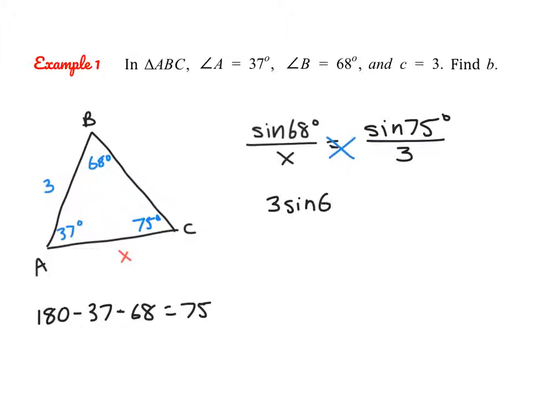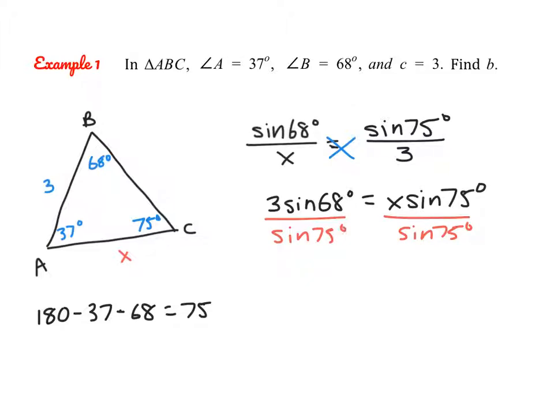So 3 times the sine of 68 degrees equals x times the sine of 75 degrees. And then here I see multiplication, so I'm going to divide both sides by the sine of 75 to isolate x. So we get x equals 3 times the sine of 68 degrees over the sine of 75 degrees.